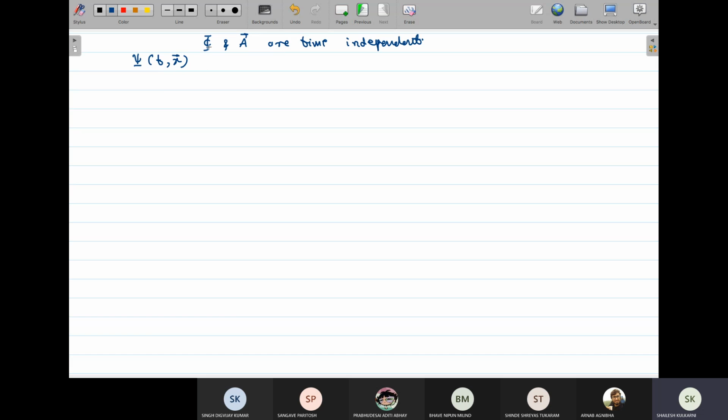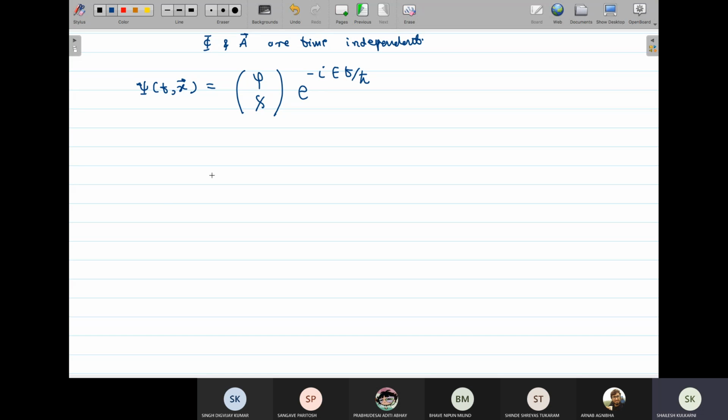Okay. So I can use the stationary state answer. Okay, what is your stationary state answer? Psi of P x is equal to a two-component spinor, phi and chi, times e to the power minus i E t by h cross.